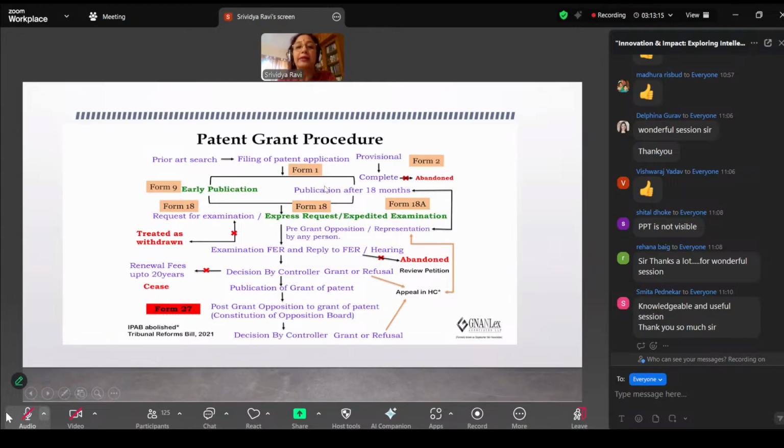At the 18 months date, the patent office will publish your patent application. As I told you, a patent is a disclosure. Now, why does a patent get published? Because this is a mandatory step in the process of a patent application. And the second thing is patents are brought into public domain for the progress of science and technology.